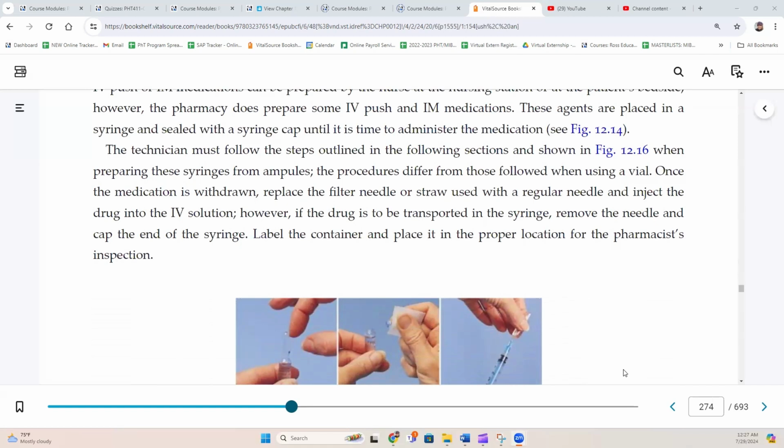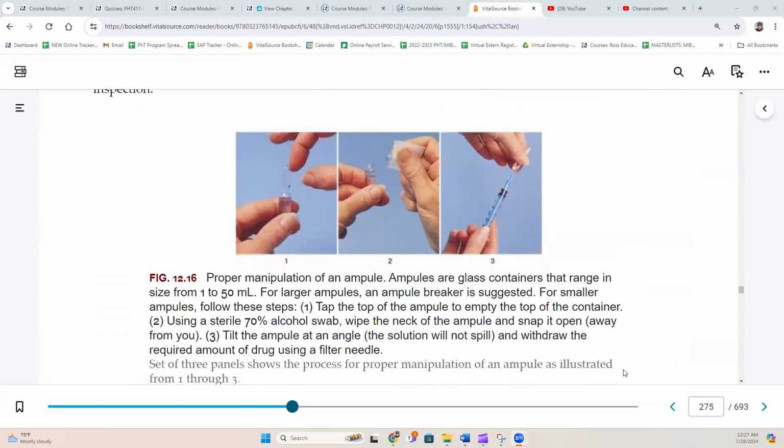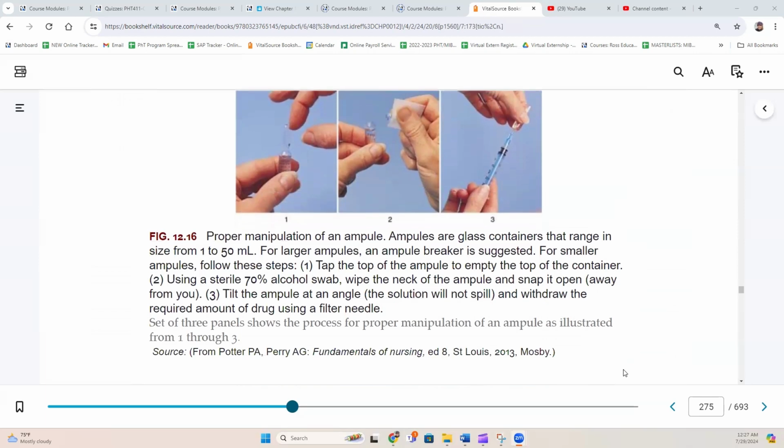Once the medication is withdrawn, replace the filter needle or straw used with a regular needle and inject the drug into the IV solution. However, if the drug is to be transported in the syringe, remove the needle and cap the end of the syringe. Label the container and place it in the proper location for the pharmacist's inspection.